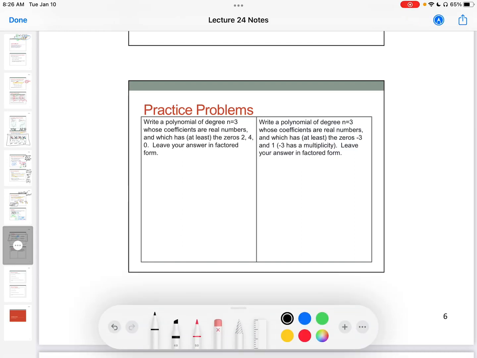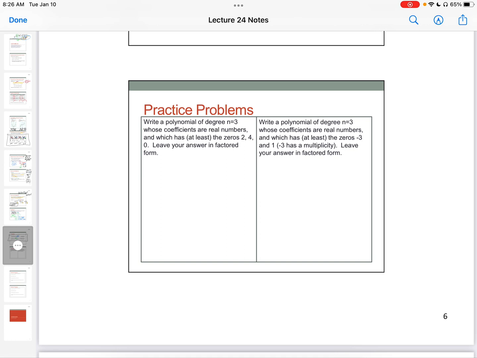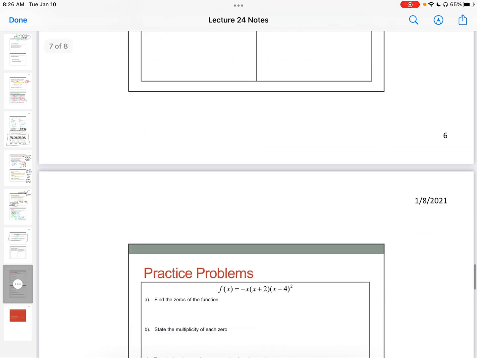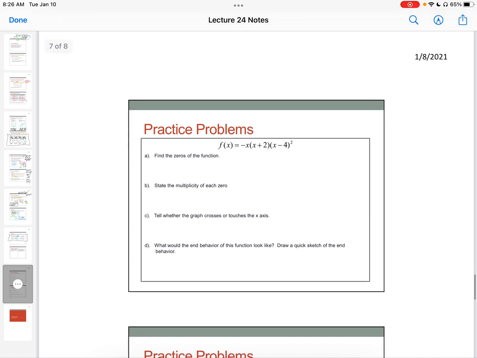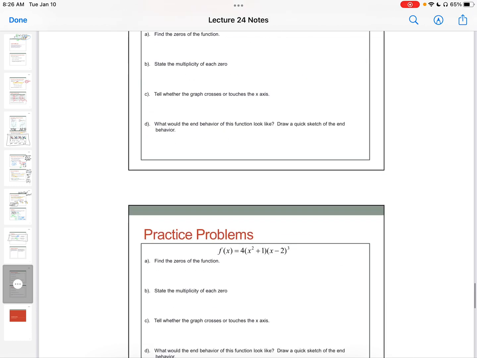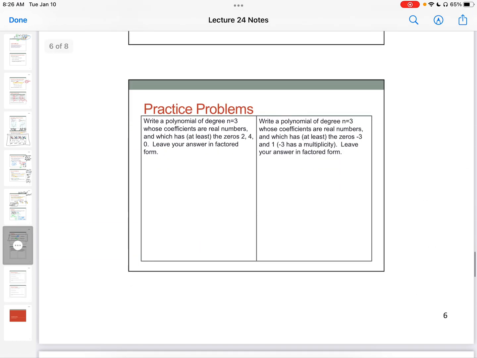Okay, we're just going to roll through some practice problems here. There are two types. One deals with the basics: hey, this is a zero, this is your power, how do you write your answer? The other is: here is a function, and we want you to find the zeros, the multiplicity, whether it crosses or touches, and what the end behavior would look like. So just four problems here that I want to run through with you guys.